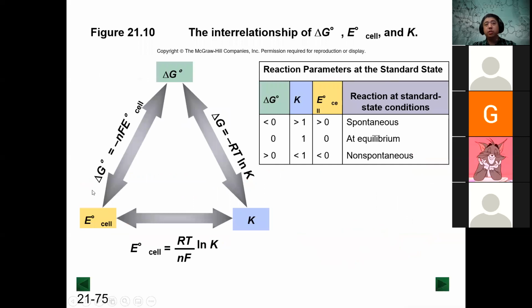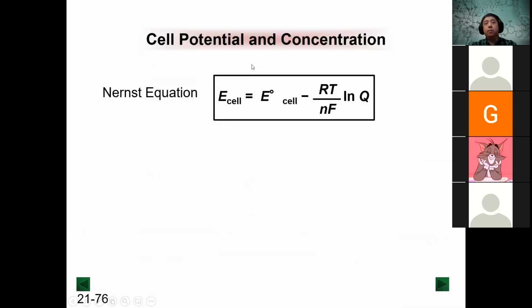So relation between delta G, E cell, and K, you already know this slide. I don't need to spend too long on this one. And moving on to the Nernst equation, this is where we take that full equation that we had for delta G and delta G at standard state, and apply it in this case for our E cells.